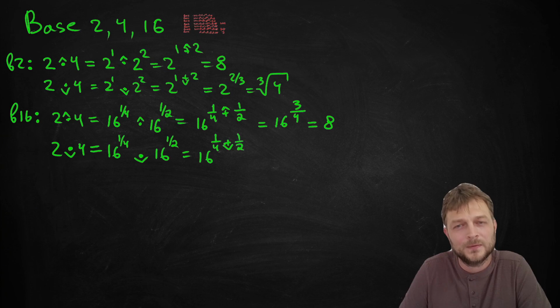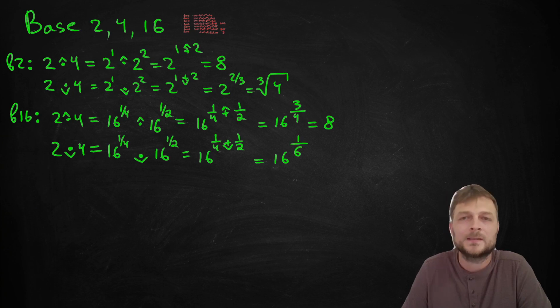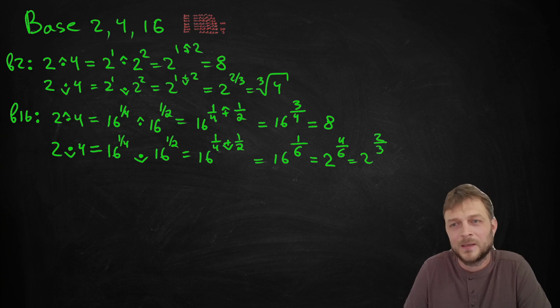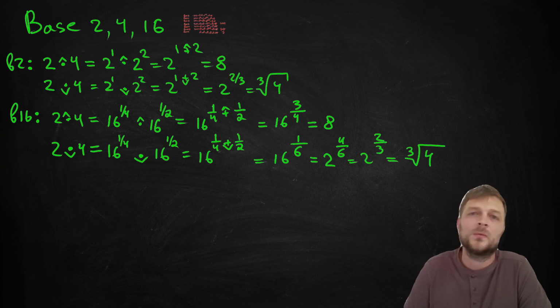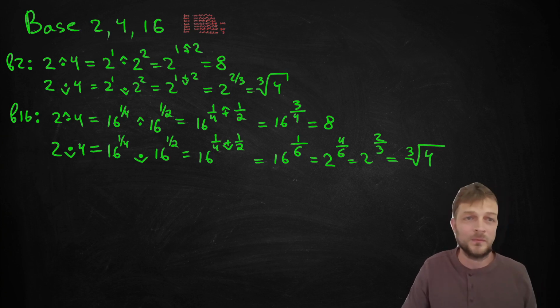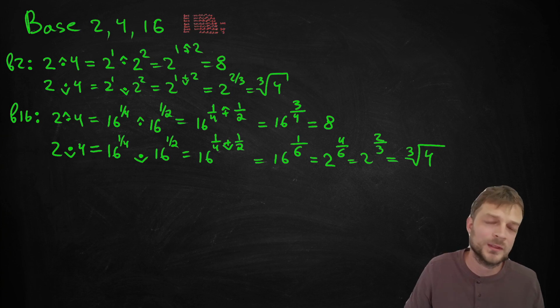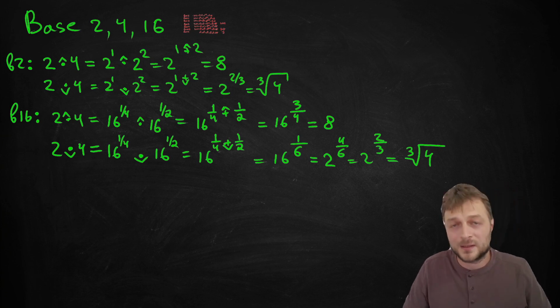Plus 1/2. This is equal to 16 to the power 1/6. And this is the same as 2 to the power 4 over 6, the same as 2 to the power 2/3. And this is the same as the cubic root of 4. So we see that independent of base, multiplication and dual multiplication give us the same result.